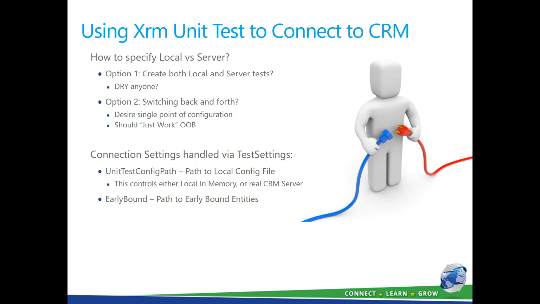The reason that you would use a config path to a config file rather than a standard app config is that more often than not, you're going to have multiple unit test projects. You want a single place to change or configure whether you're hitting CRM or not hitting CRM. So that's why we use a separate config file for that. And the other thing you also need is your early bound entities. So there's a path to get to the early bound entities to figure out what your actual CRM in-memory instance should be. But that's how you actually connect to CRM using the Extereme unit tests.